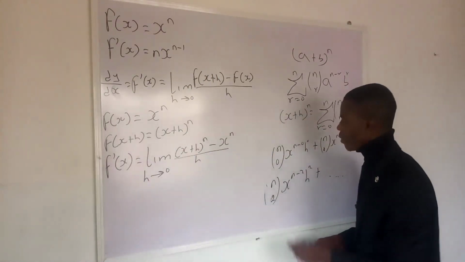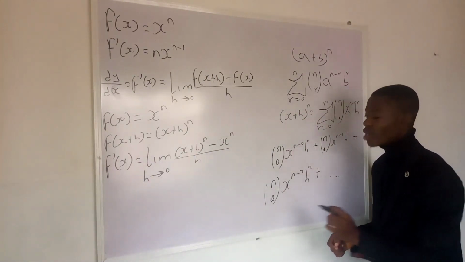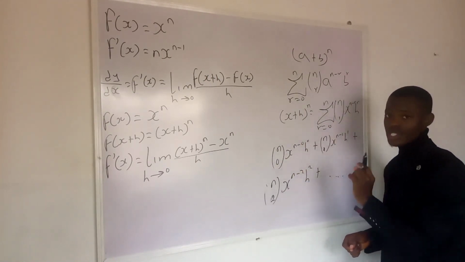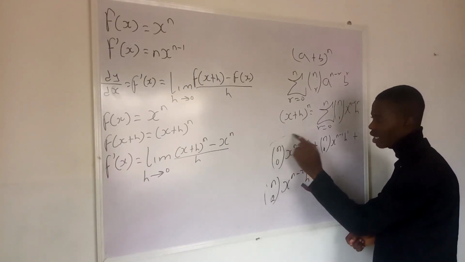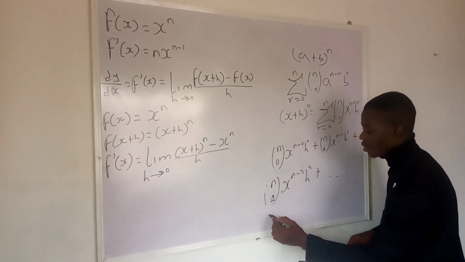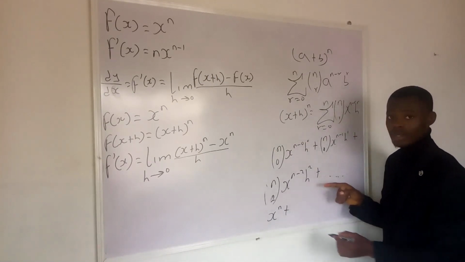Perfect. So now I'm simplifying forward. N combination 0, we said, will be 1, and h raised to the power 0 is still 1, and n minus 0 is n. So everything this time is just x to the power of n. Let's write it as x to the power of n, plus.